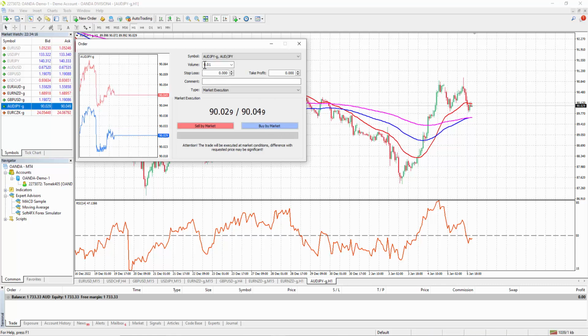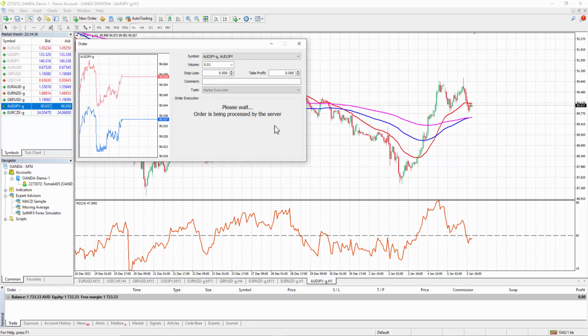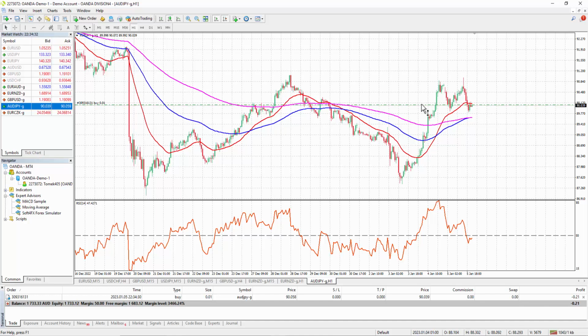Here's the volume, 0.01, and I'm trading the Australian dollar, Japanese yen. I will not set a stop loss here or a take profit. I'm just going to create a buy order. I click on it, and this green line represents my entry level.